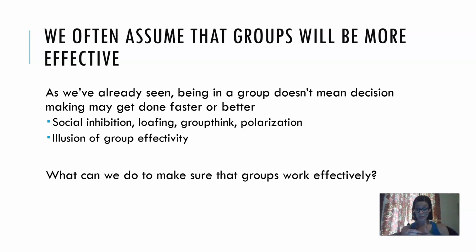Because of things like social inhibition, not wanting to really share our ideas, because of social loafing, because of groupthink, because of polarization of ideas, where people with different ideas get more polarized over time, we need to find a way to make sure that our groups work effectively. So what are some different ways that we can do that?